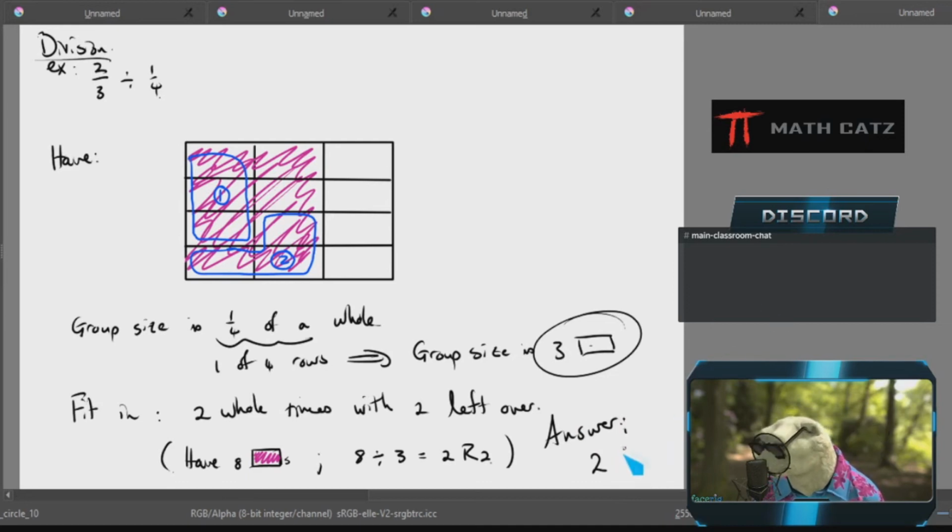Get all choked up about division. 2 whole times I can fit it in with 2 of the 3 that I need left over. Now, in the case of division here, even the nice small fractions, the mixed number doesn't immediately show how to get these. I'll do the improper fraction, which is 8 over 3. And that then shows a little better where the behind the scenes calculation actually sits. The mixed number is very much a presentation thing.